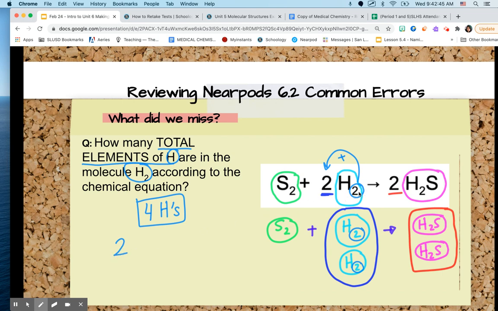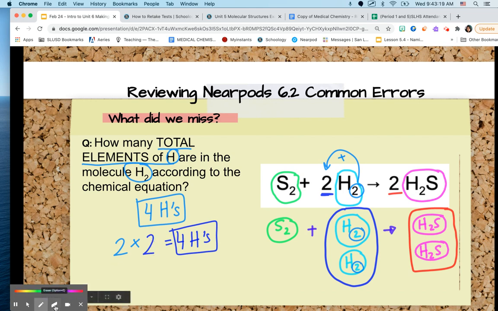So this subscript 2, times this coefficient underlined in 2, 2 times 2 is also 4. So 4 H's is what I have here, right? So I can either solve it just by multiplying like this, or I can solve it by looking at the picture. How many H's total do I have, right? That's what it's asking for when it's asking for total elements.